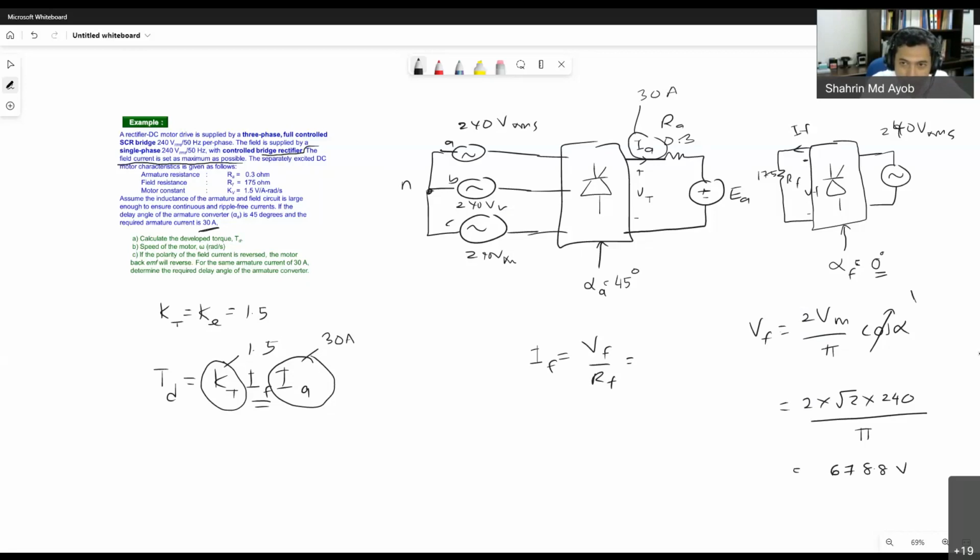Okay, there is no inductor right here because we assume steady state condition, so the inductor is short circuited. So 678.8 over RF, 175 ohm. So your IF is 3.878 amperes. So from that, you have already obtained your IF. So just substitute the value.